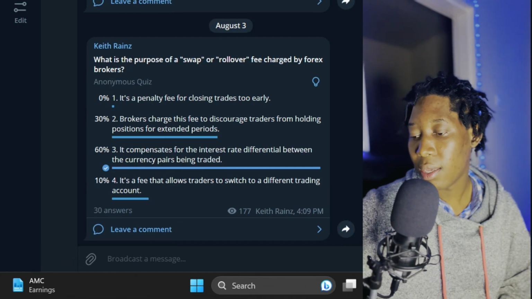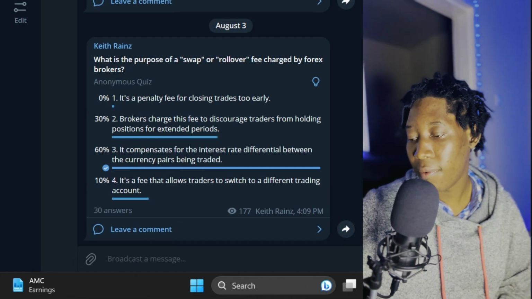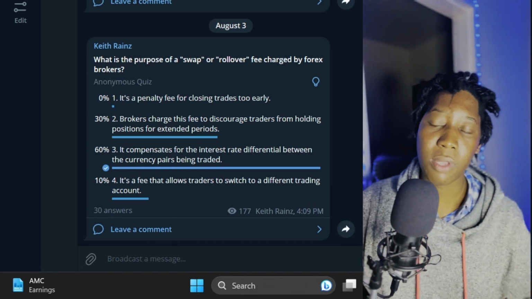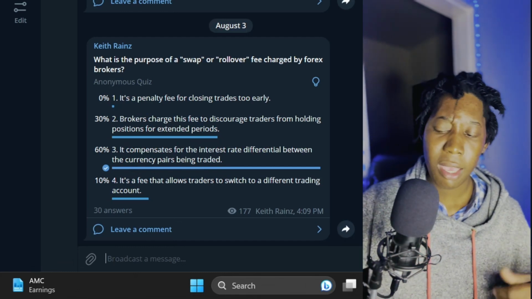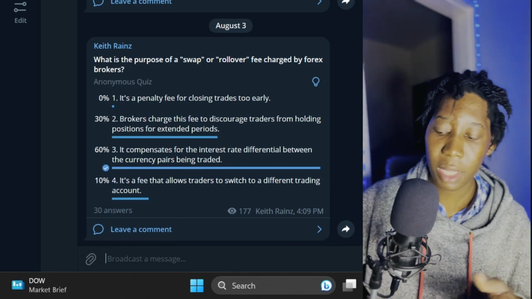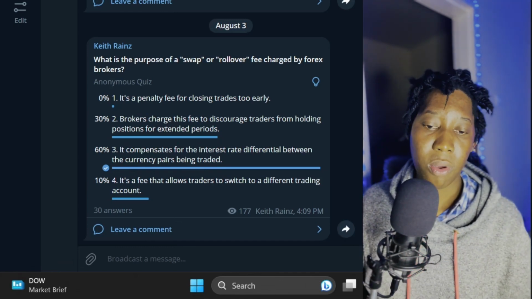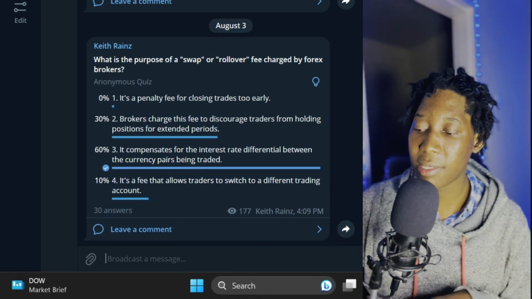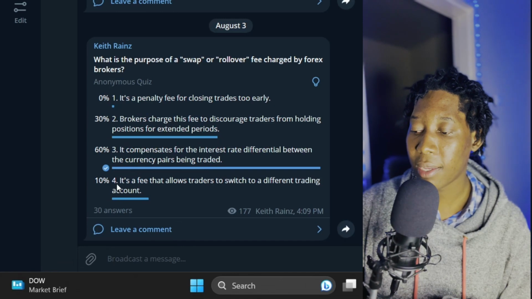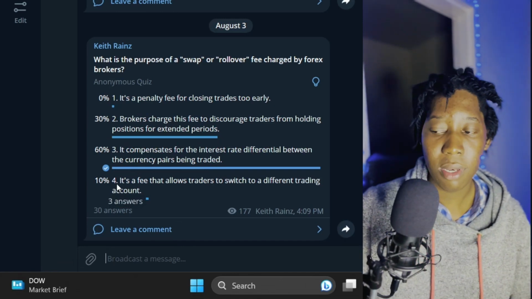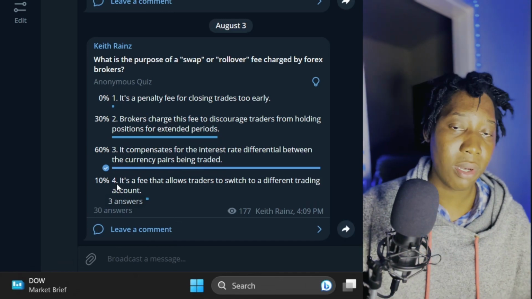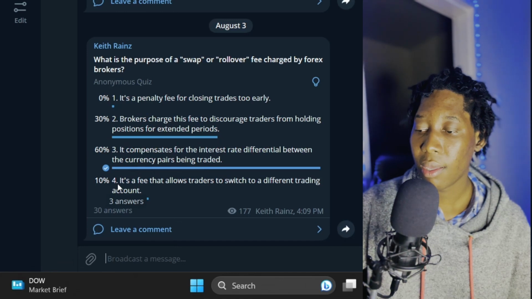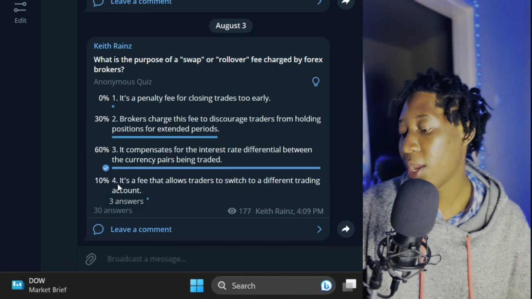Then the last answer is a fee that allows traders to switch to a different trading account. No, this does not make sense. Yes, because of paying a swap fee, you might be forced to go to a different account, but that still does not make sense as a purpose. Because why would the broker charge you a fee so that you can run away from them and go to a different type of account? So it does not make sense. And 10% voted for this answer. Unfortunately, these are anonymous polls or quizzes, so I can't see who answered this, so that we can follow them up and see why they chose this.